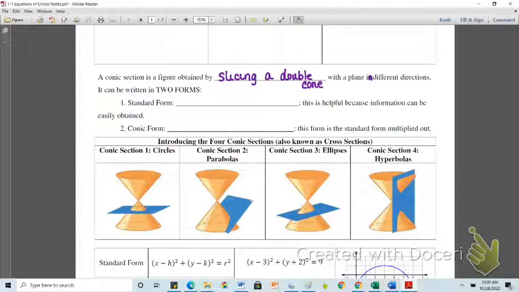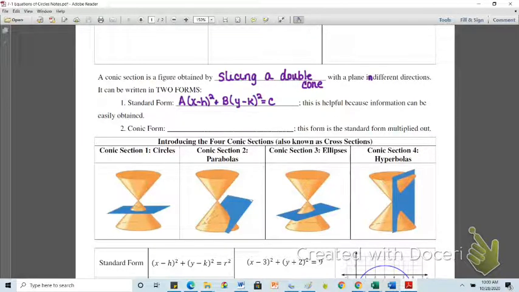So a conic section can be written in 2 forms. Standard form, this is the form we want. This is the a times x minus h squared plus b times y minus k squared equals c. Where a, b, and c are just placeholders for numbers. Okay, they're not anything specific. This is the form we want because we can obtain any information we need to graph it from this form.